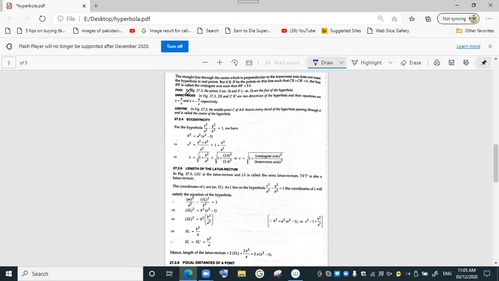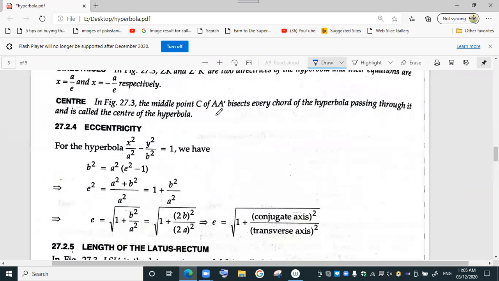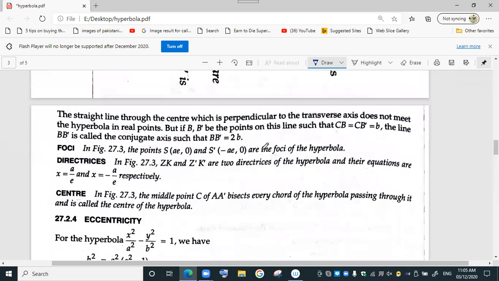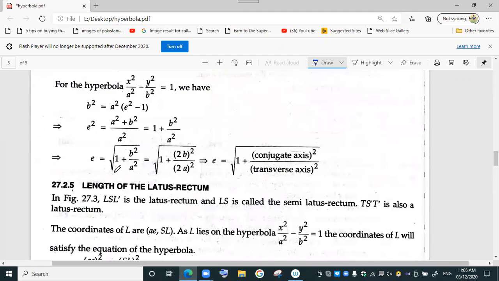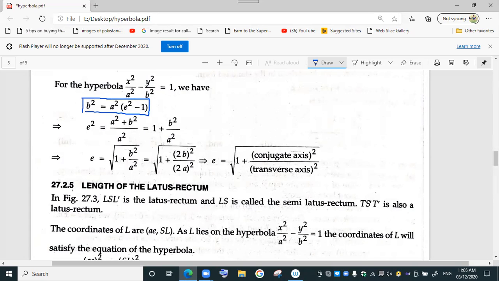Now, for foci, we discussed directrix equations. I told you what the directrix equations are. So these are the two. Center is the origin. Eccentricity, the relation of eccentricity, you can have that. This is the same way. Either you write like this or that. Either you remember this way or you can remember it this way.